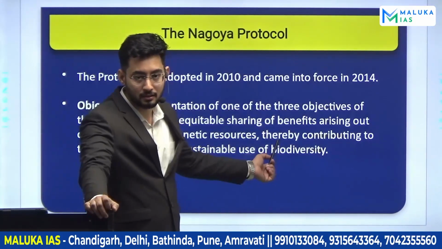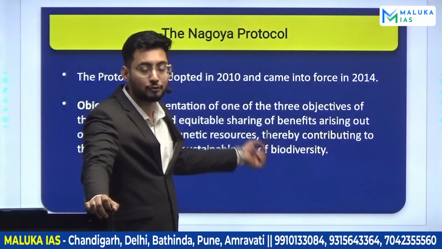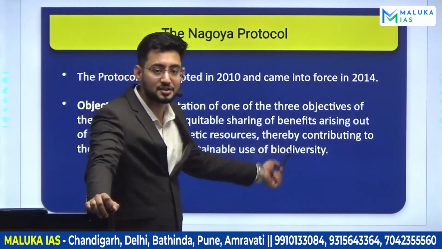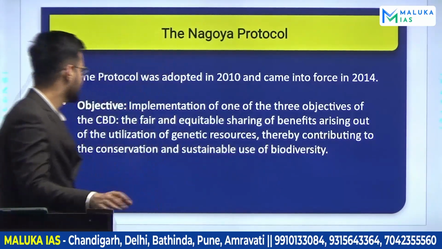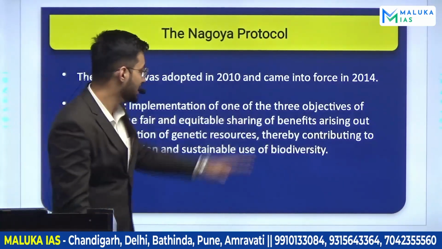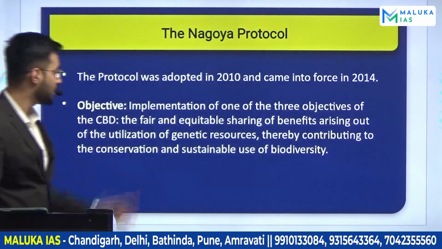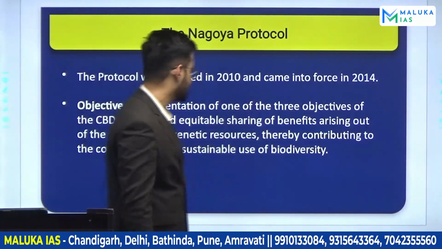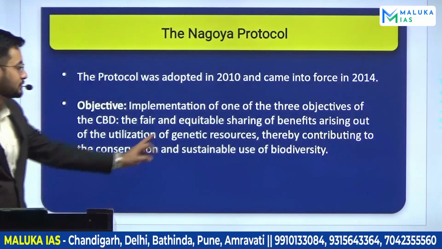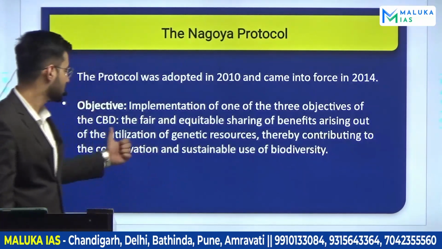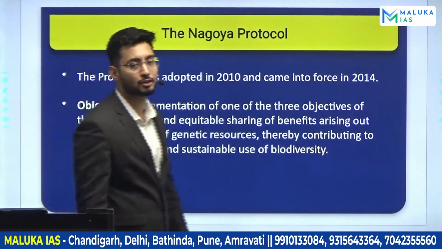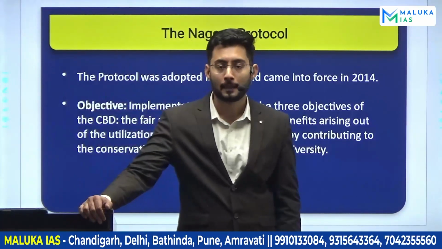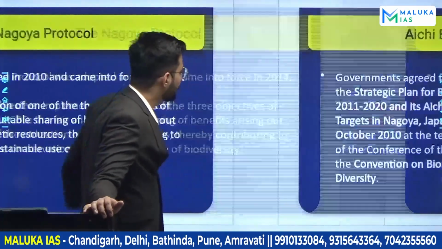benefits arising out of utilization of genetic resources. The implementation of one of the three objectives of the CBD, the fair and equitable sharing of benefits arising out of the utilization of genetic resources, contributing to the conservation and sustainable use of biodiversity. Okay. Why the Nagoya Protocol was important?